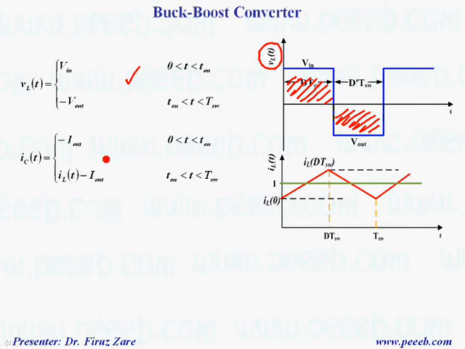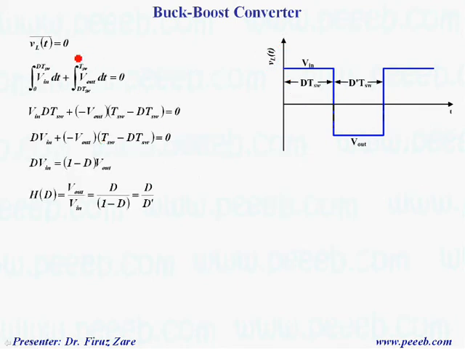and this is the equation for the capacitor. So basically to find the steady state equation we can simplify. That means finding this area, which is basically V in times this term plus V out times this term, and here we can simplify the equation. We can see that d times V in equals d prime times V out. So the conversion ratio here is given by d over 1 minus d, or d over d prime.